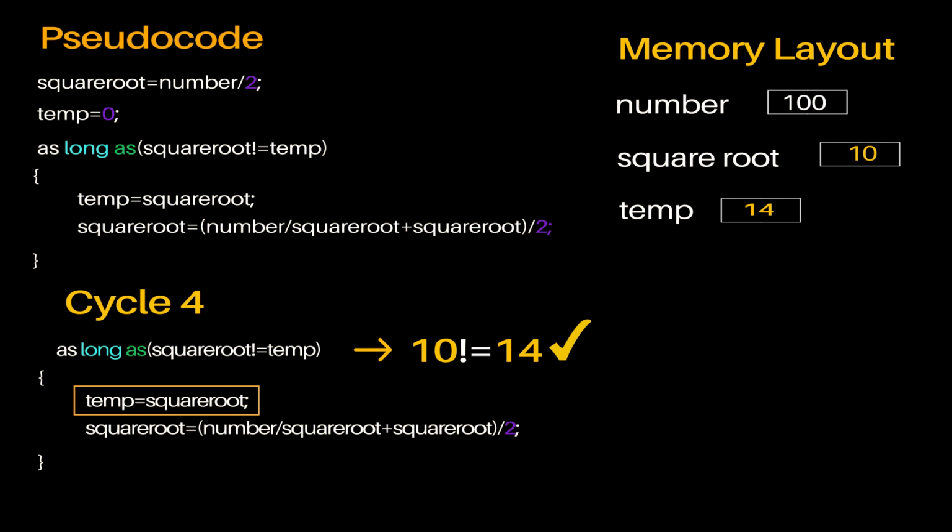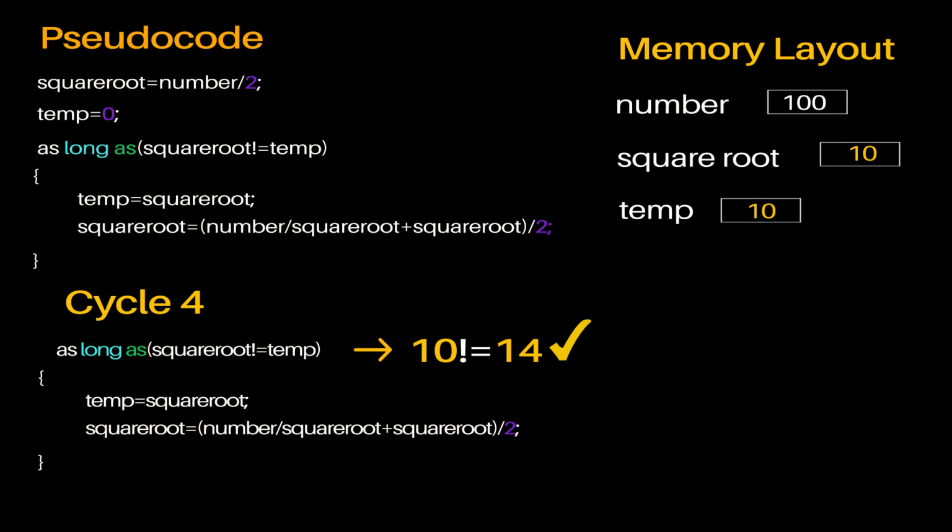So, what is the value of square root? Square root happens to be 10. So, temp variable would also be initialized with 10. So, the new value of temp happens to be 10. And the second statement to be executed is this: square root is equal to number divided by square root plus square root and the whole thing divided by 2.